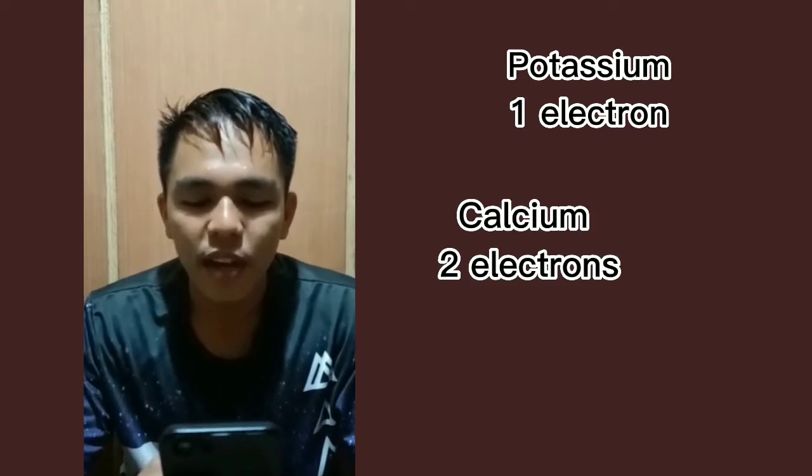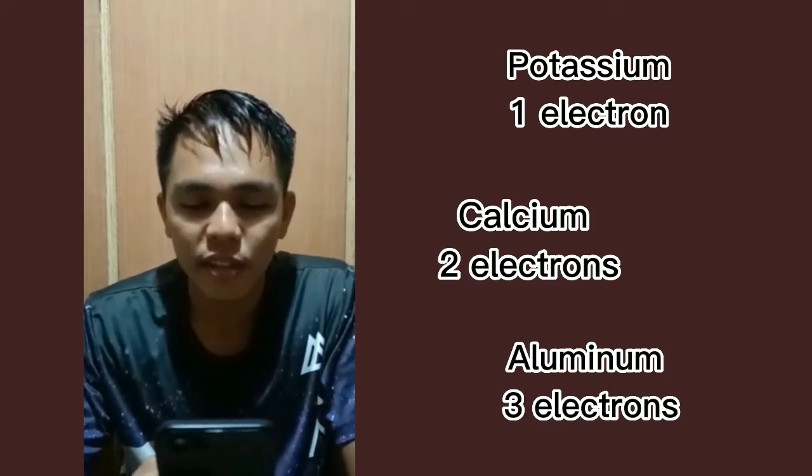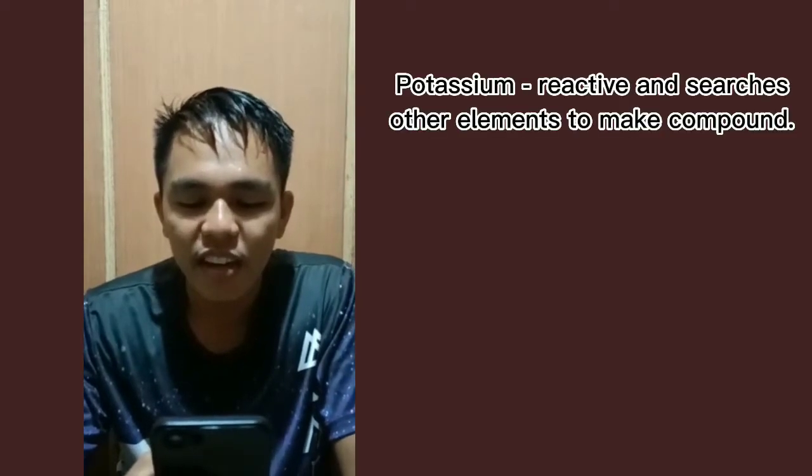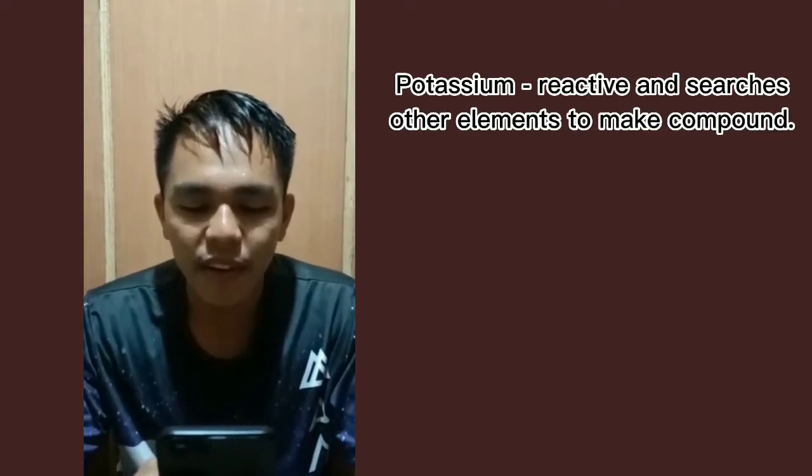Problem 1.1 is we need to determine how many electrons each of the following elements has in its outermost electron shell. As answered, potassium has only one electron, calcium has 2 electrons, and aluminum has 3 electrons. Potassium has only 1 electron because it is a very reactive element and searches out other elements to make a compound.